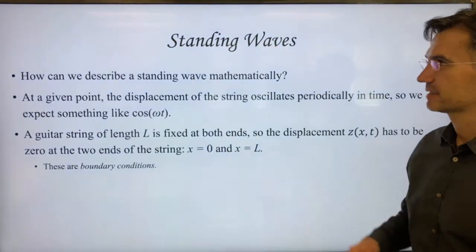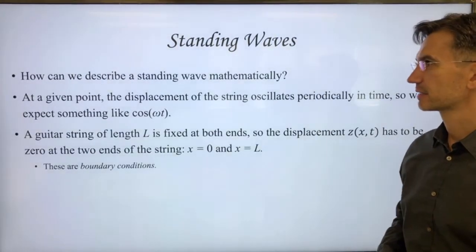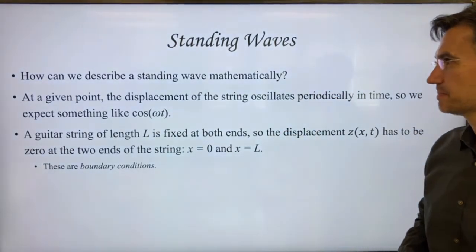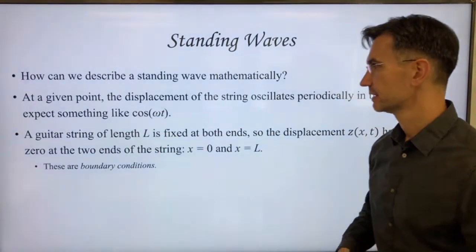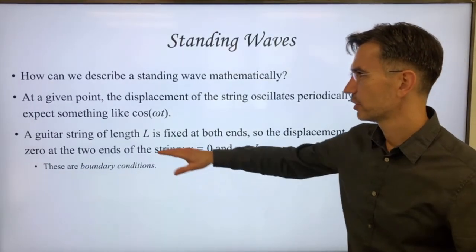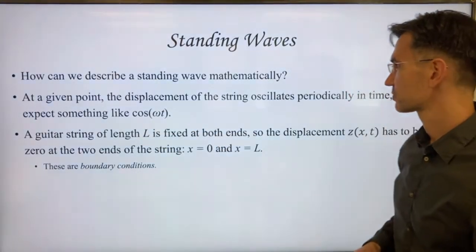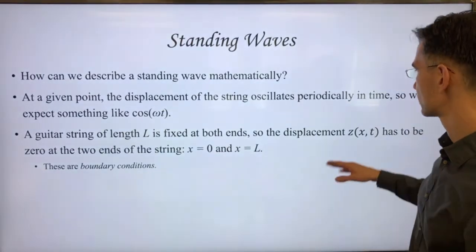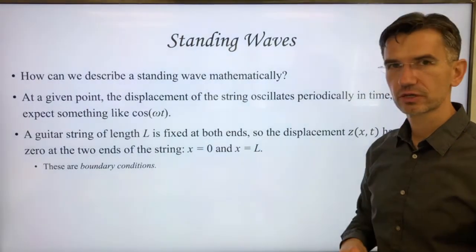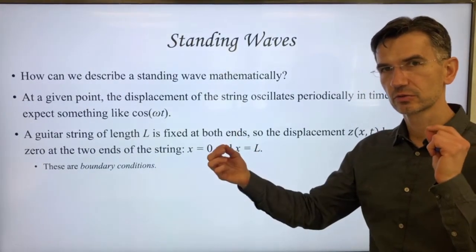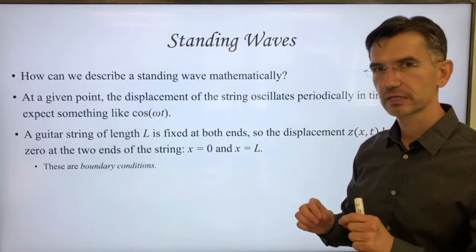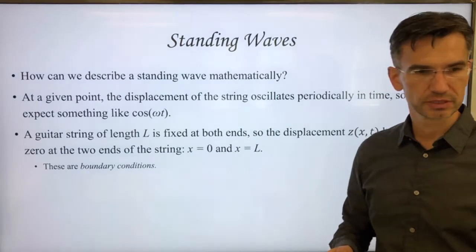So what about these standing waves? How do we describe these mathematically? So we know, again, the displacement oscillates periodically with time, so it must be something like cosine omega t. There's no x displacement. And we know that we have the length L of the guitar string. The string is fixed at both ends. So the displacement z at both x equals 0 and x equals the length of the string should be 0. This is what corresponds to the boundary conditions at the ends of the string. The vertical displacement, or the displacement z, should be 0.